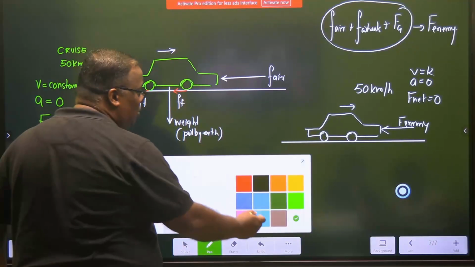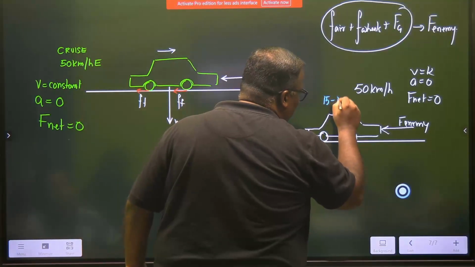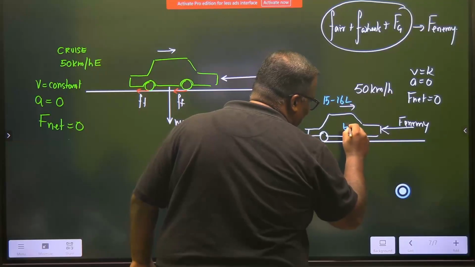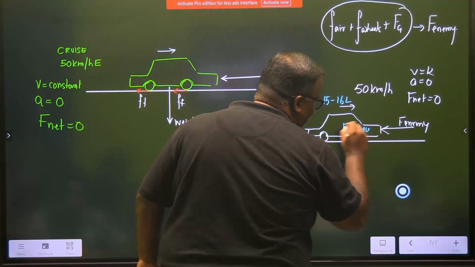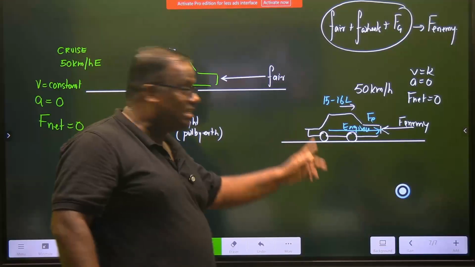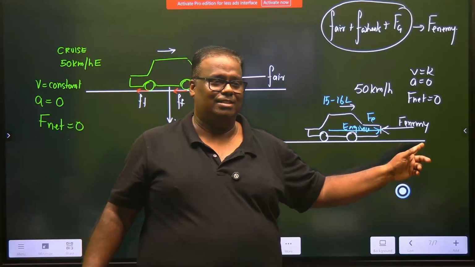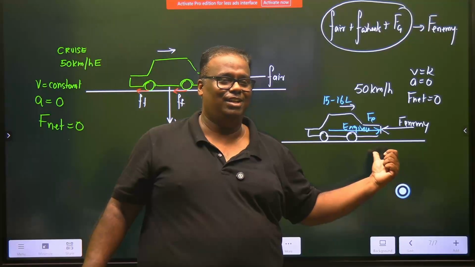Arey, you dumbos. Why did your parents spend 15 to 16 lakhs on the engine of the car? The engine of the car is giving a force, the F engine, exactly matching with the F enemy. Then only it will be.